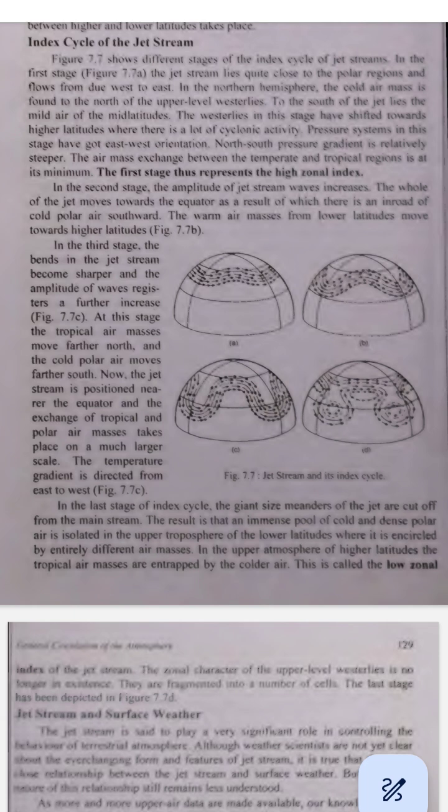Temperature gradient changes. Now, something else happens. The temperature gradient, the difference in temperature, changes. It now runs east to west instead of north to south. This means that as the jet stream bends, you have warm and cold air spread horizontally more than vertically.